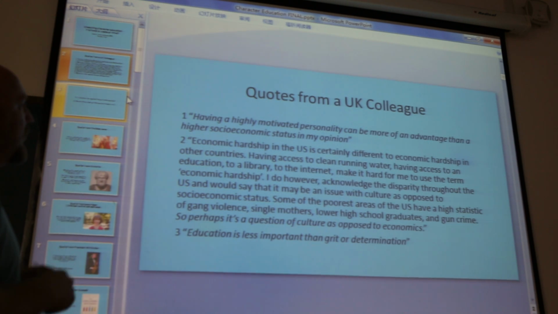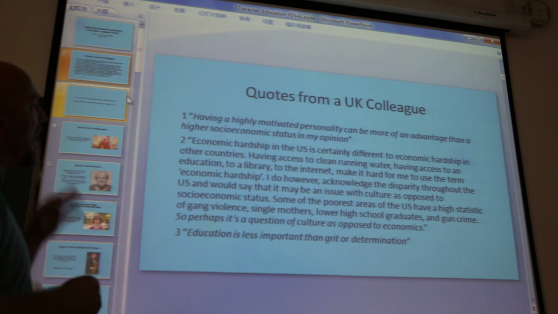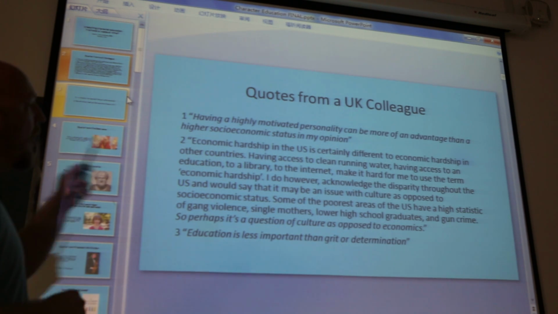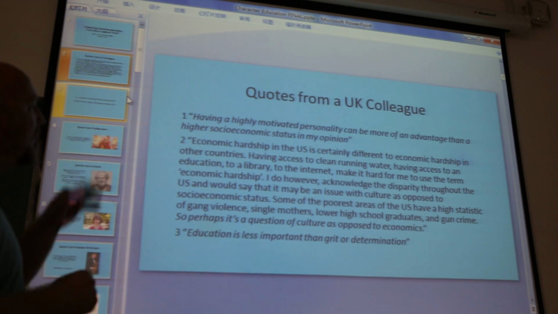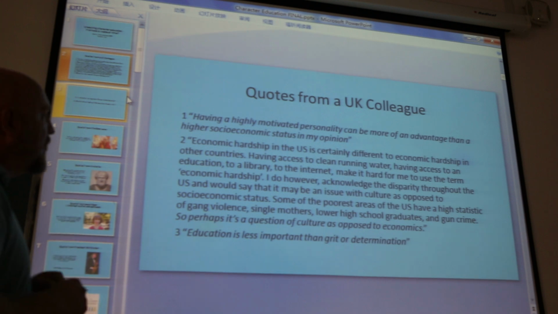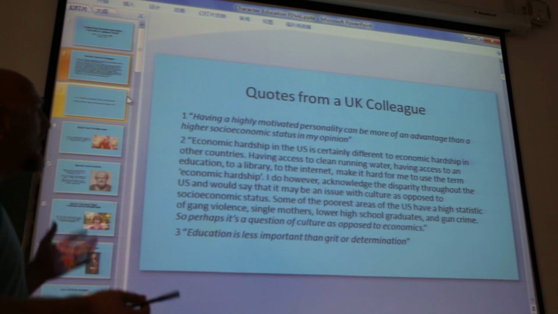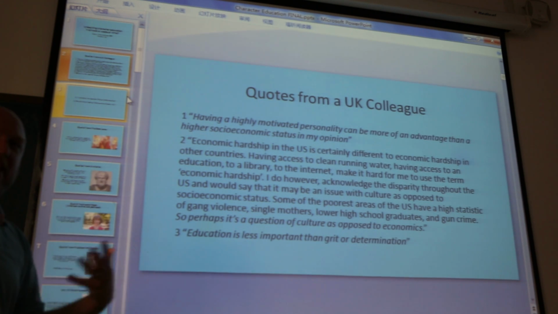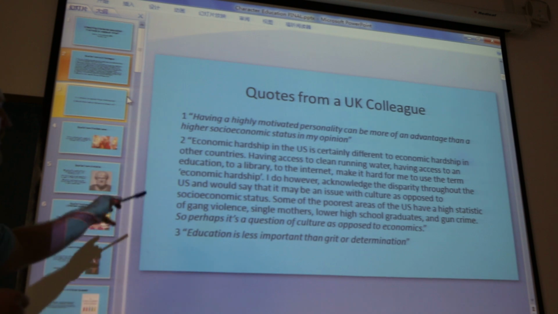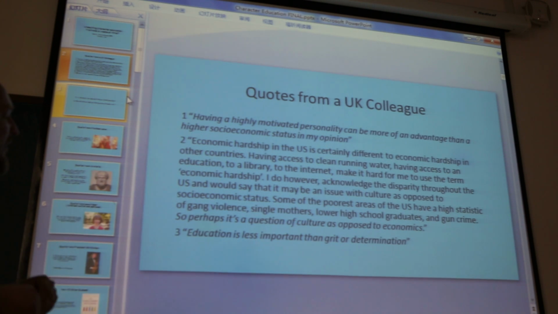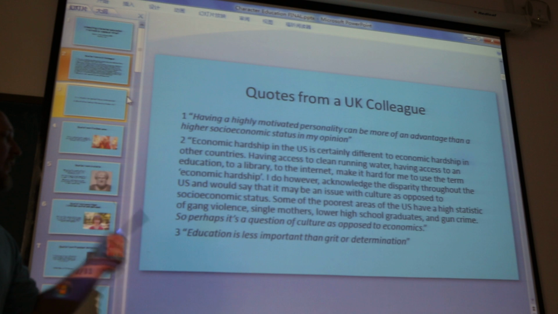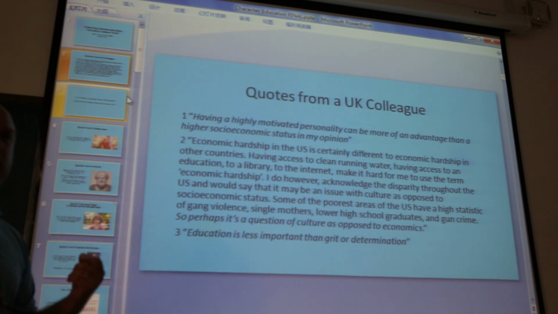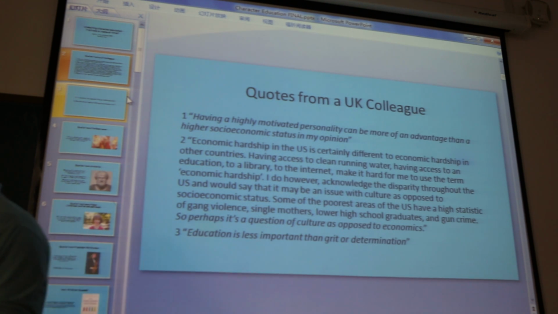First thing he said during the course of our conversation was having a highly motivated personality can be more of an advantage than a higher socioeconomic status. Therefore, if you have the right attitude, the right motivation, you can still succeed, maybe not just in school, but in life. And then let's skip the second quote. Third, he said, education is less important than grit or determination. And I thought, you know what, that's interesting. Let's explore that.